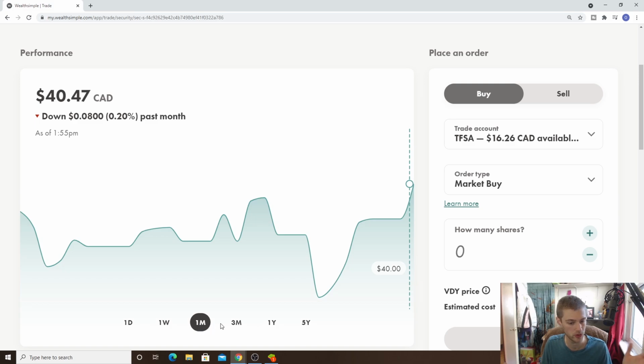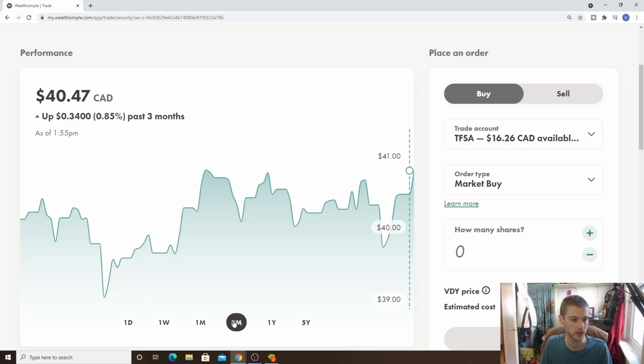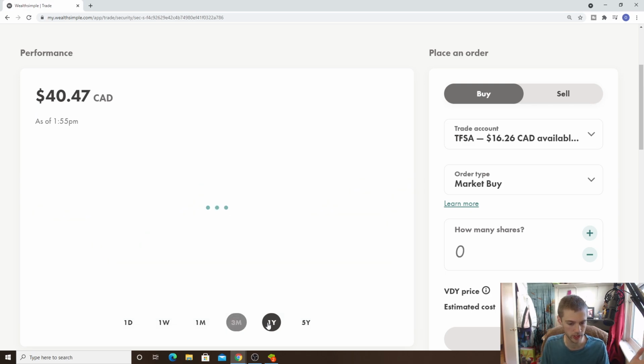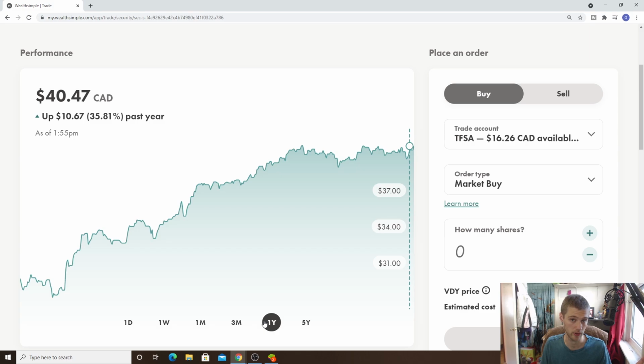Over the past month, it's about 0%, and over the past 3 months, it's kind of sitting around that 0%. So not much happening over the past little while. It's kind of going up, kind of going down. Over the past year, it is up 35%, which is pretty sweet.